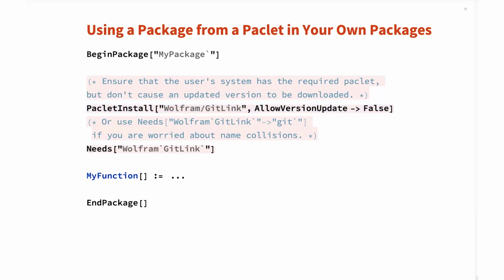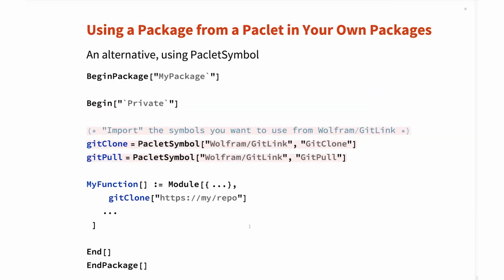And finally, another way to do the same thing, a very slick way, is to use PacletSymbol. If I want to use a handful of functions from WolframGitLink in my own package, I can put PacletSymbol calls in the private section of my package. So I define my own functions, GitClone and GitPull, that just map to those symbols. And that's all I need to write.